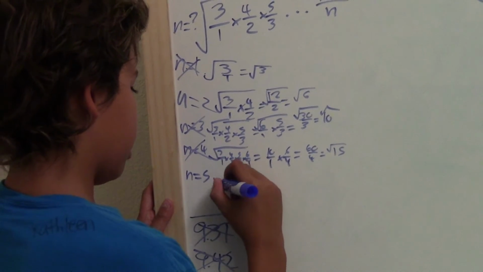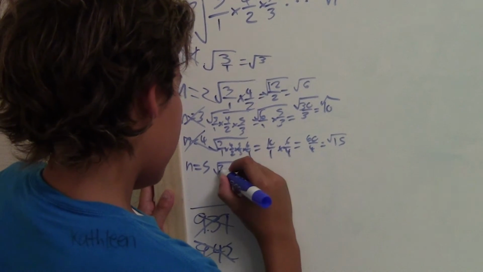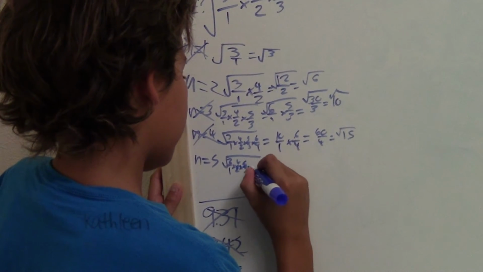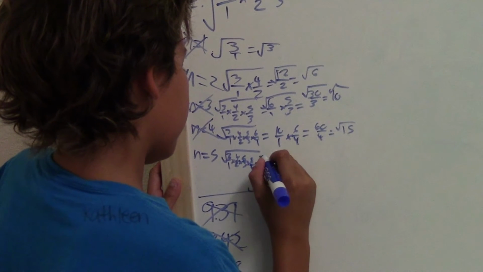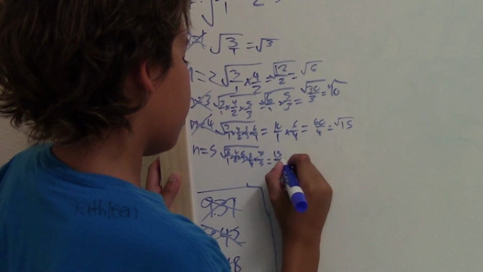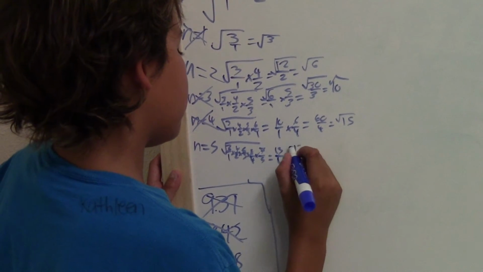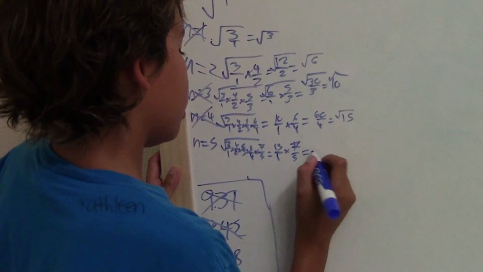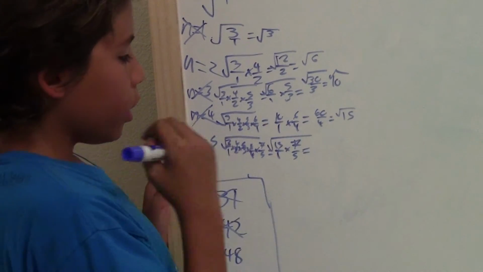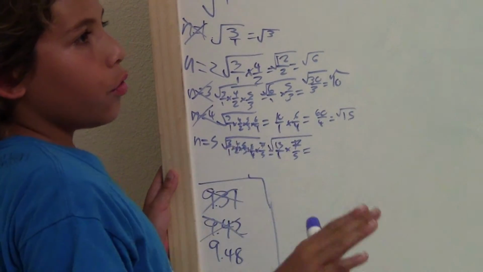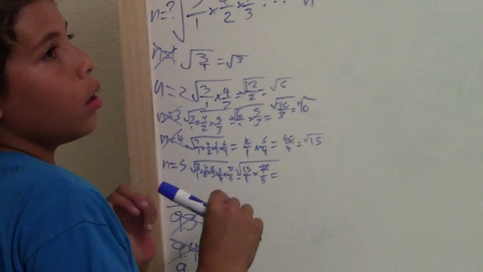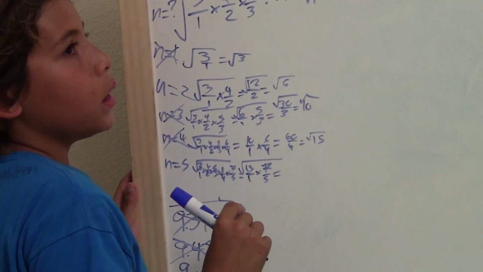Let's try 5. So 3 over 1 times 4 over 2 times 5 over 3 times 6 over 4 times 7 over 5 equals 15 over 1 times 7 over 5, which equals, what's 7? Square root of, yeah, this. Yeah, square root. I forgot. Let's see, you would have to do 4. 4 is 60 plus that.